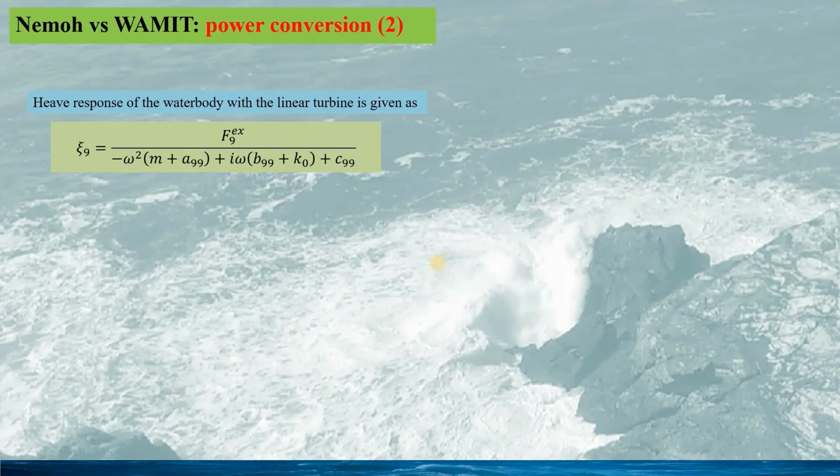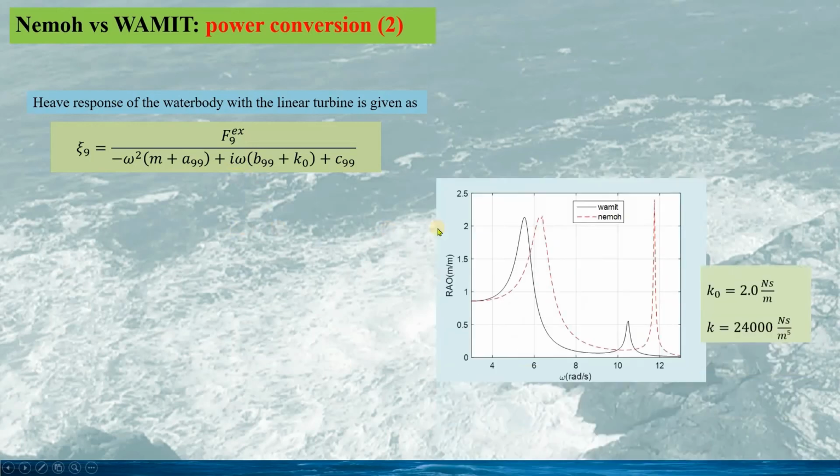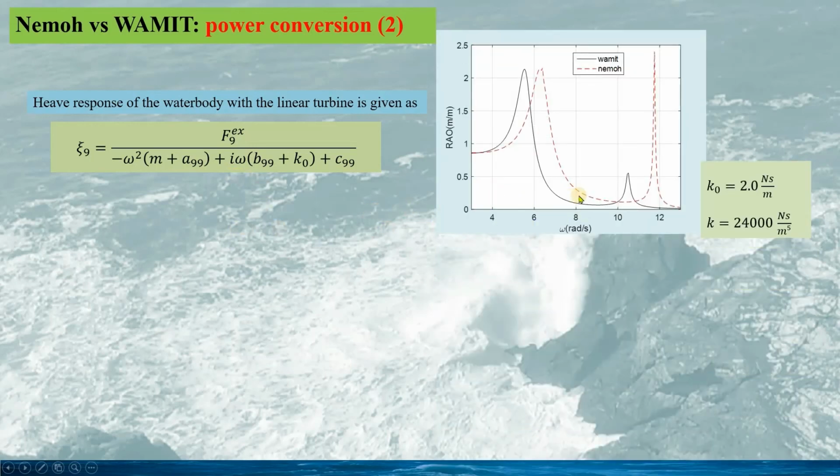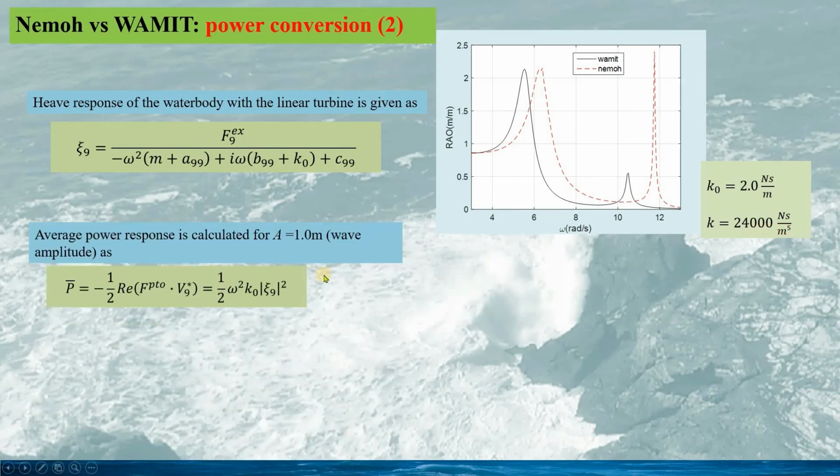The solution of the piston heave motion can be given simply as this. And if we draw the response of the piston heave motion, if we take K0 as 2 Newton second per meter, it is equivalent to K equaling 24 kilo Newton second per meter to the power of 5. So the average power response is calculated for the unit wave amplitude, given as this.